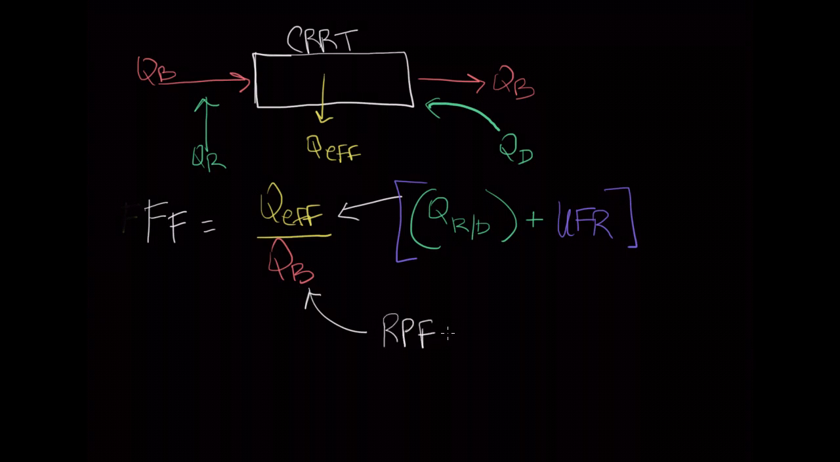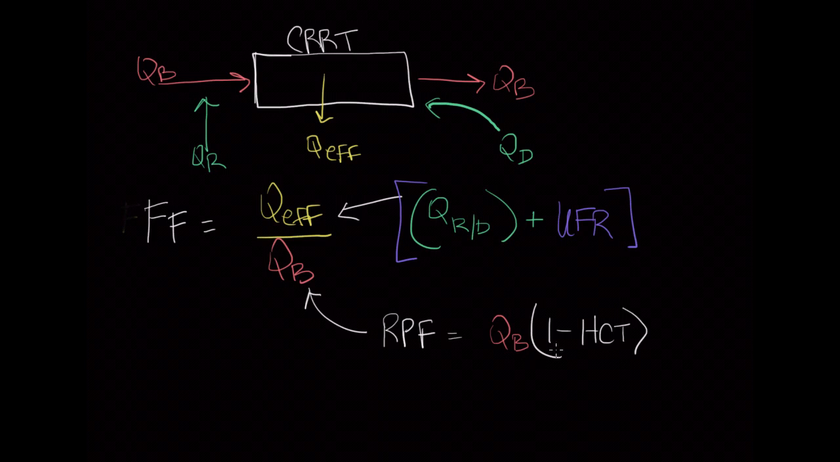And renal plasma flow is really your blood flow multiplied by 1 minus your hematocrit. Your hematocrit is a percent, and it indicates how much of the blood is red blood cells. 1 minus that percent is everything else that's in the blood, that's plasma. So if you really wanted to be technical, your filtration fraction in the denominator is going to have this term right here.